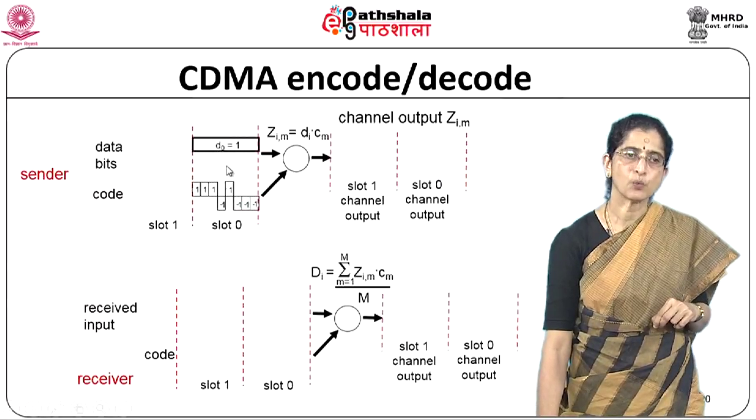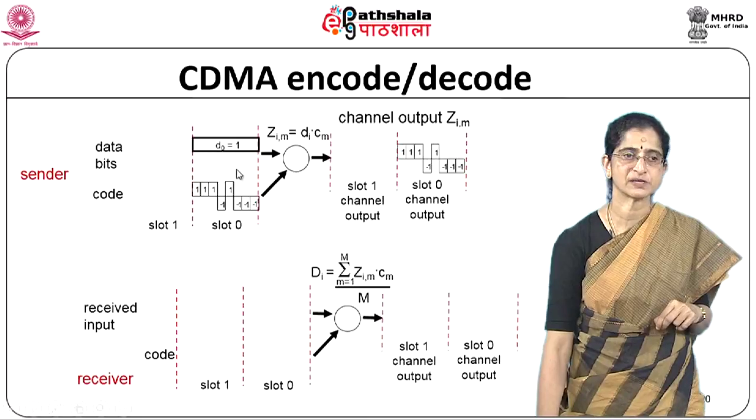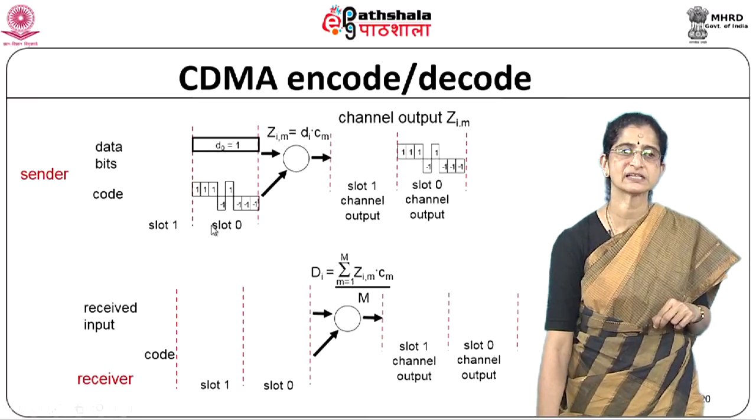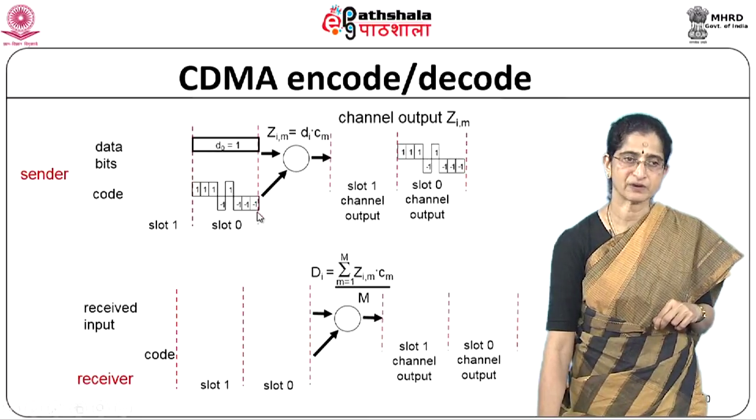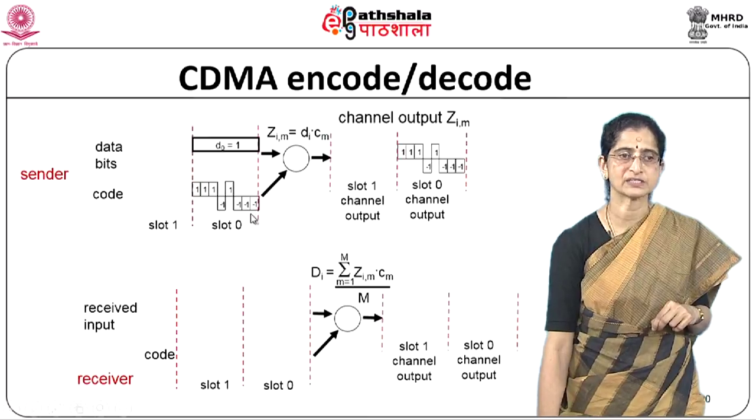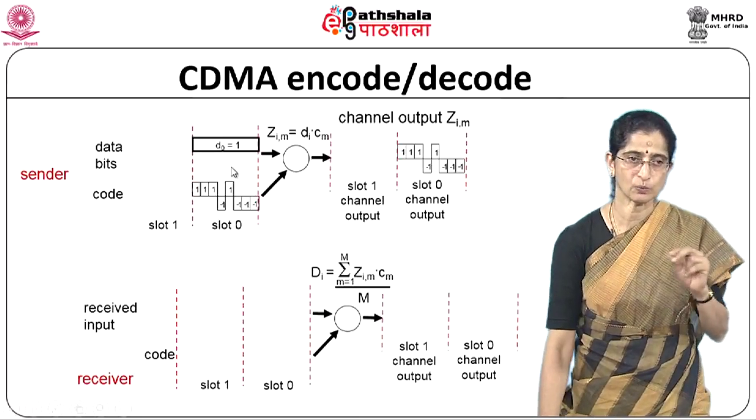So let's say he's sending a 1 in slot 0, and this is his chipping sequence. To send a 1, he actually sends a pattern of, let me start from here. This is the first bit that's going out: minus 1, minus 1, minus 1, 1, minus 1, 1, 1. So let's say this is the pattern he uses for sending out a 1.